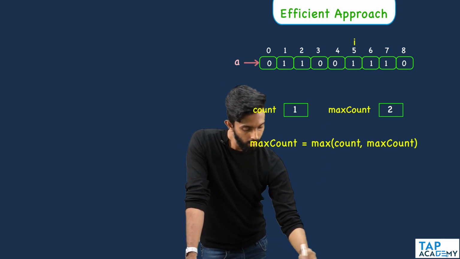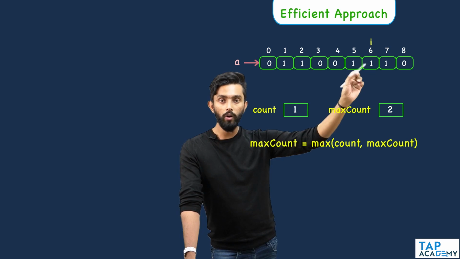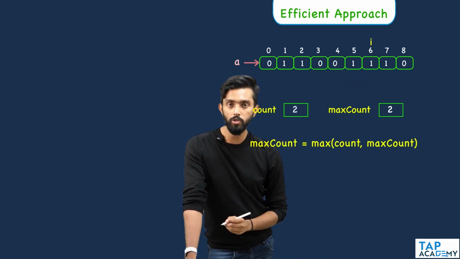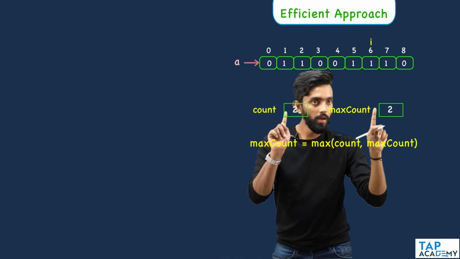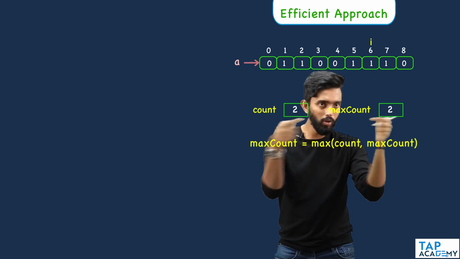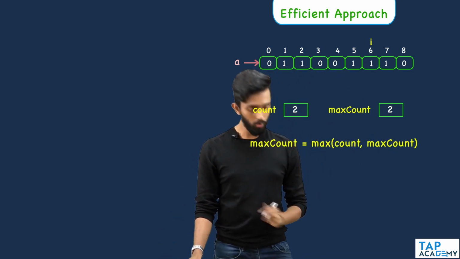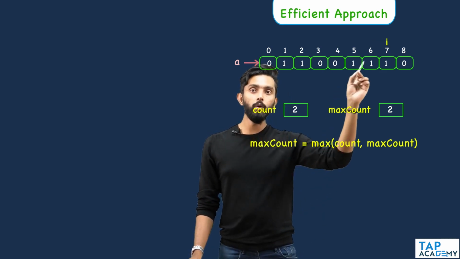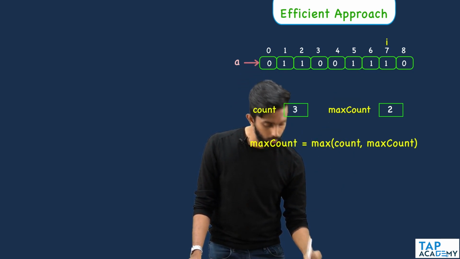Next, I am going to now move I forward. Is this a 0? No, it is a 1. If it is a 1, I am going to increment the value of count, it becomes 2. Whenever you increment count, compare both the values, see which is maximum. And right now, maximum is max count only because it's not greater, it is equal to, which means 2 is only the max count. Again, I will move I forward. Is this a 0? No, it's a 1. If it's a 1, immediately increment count, count becomes 3.